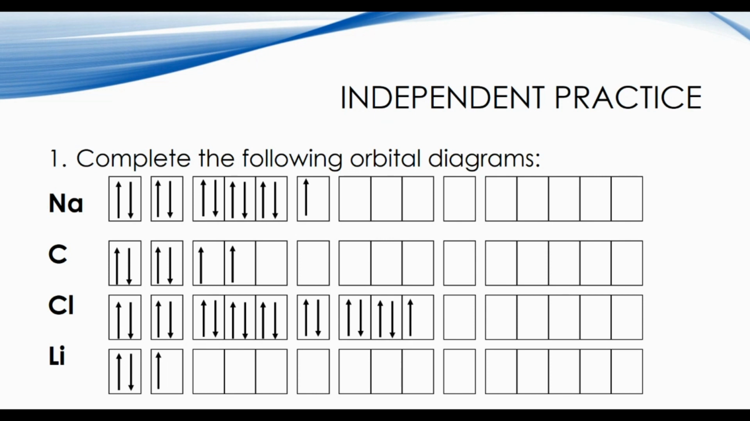Next video that we cover is going to be on the Lewis dot structures. That is another representation of the electrons and the configuration that they have within an atom.